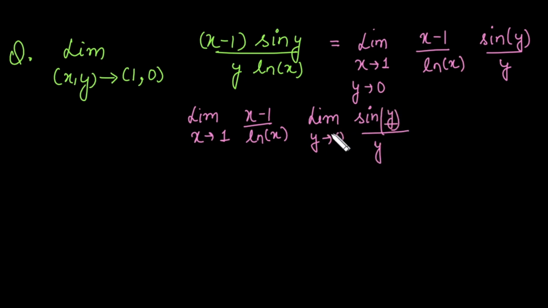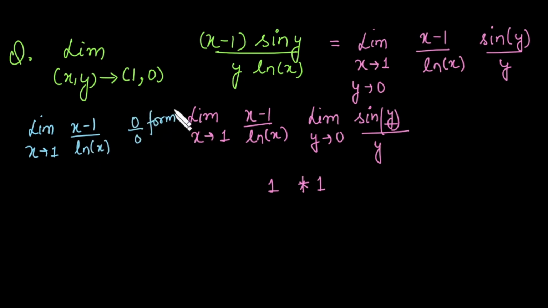Sine y by y, as y tends to 0, this value is equal to 1. And in this case, this is also approaching to 1. Now, how is this approaching to 1? We know that when you put x is equal to 1 in this case, we have 0 by 0 form. And in one variable, when we have a 0 by 0 form, we use L'Hopital rule in order to find the limit. It means we need to find the derivative of the numerator as well as the derivative of denominator. Now, derivative of the numerator is 1.